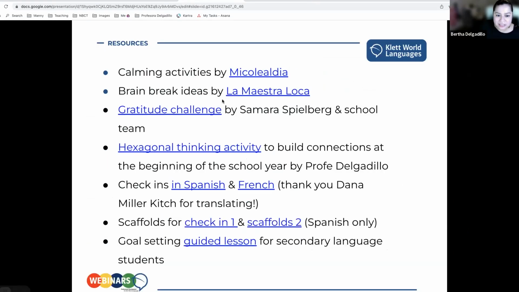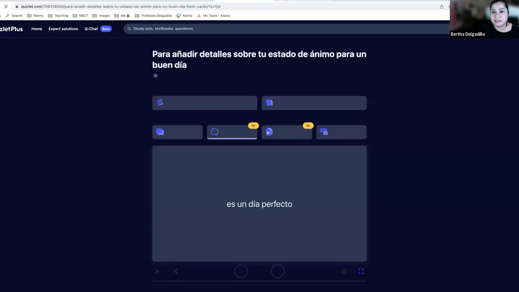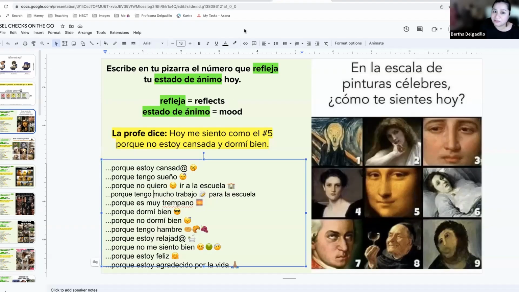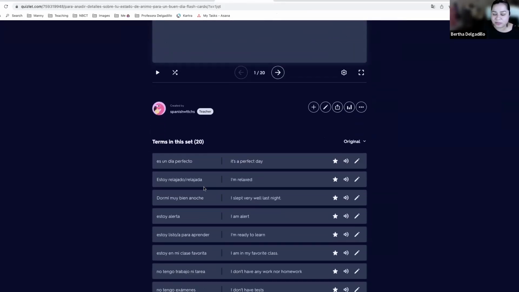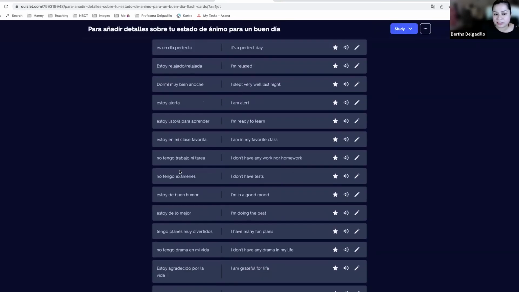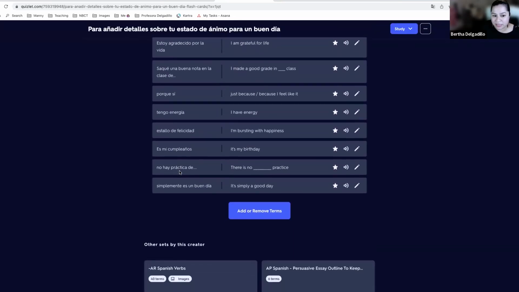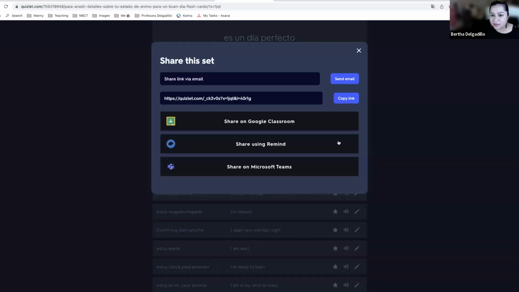And in addition to that, I have these ones right here. These ones are available in Spanish and French, thanks to a wonderful teacher, Dana Miller-Kitch, who translated this to French. And then I have this on Quizlet, and I'm sharing the Quizlet of these with you. You can see all of these other phrases that I have given my students.